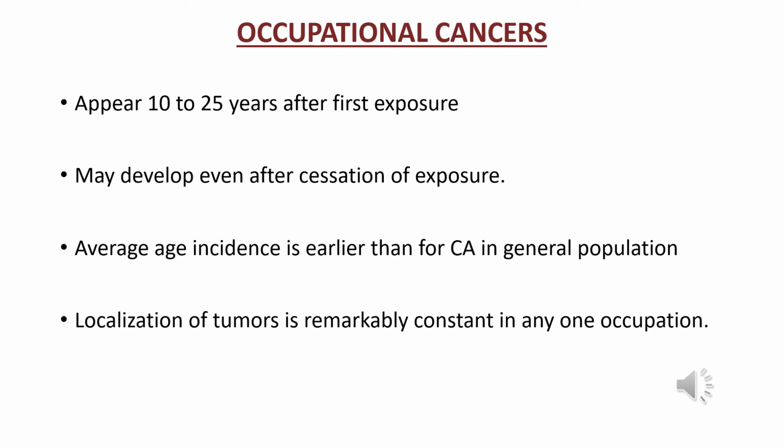Average age incidence is earlier than for carcinoma in the general population. For example, if CA bladder occurs at a certain age in the general population, CA bladder in people who have been exposed to carcinogenic factors in certain occupations will occur at a much earlier age. Localization of tumors is remarkably constant in any one occupation. You can clearly have an association between certain occupations and certain hazards or carcinogens in those occupations with certain types of cancers.